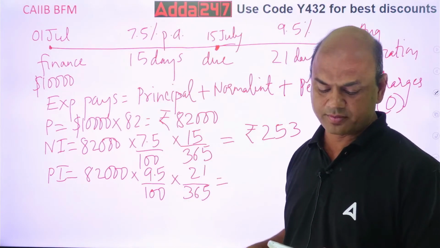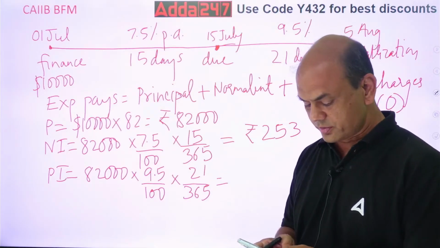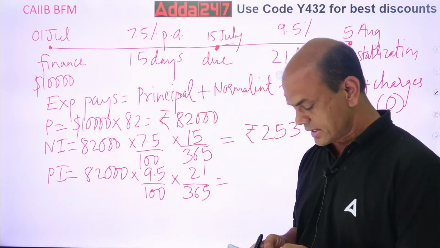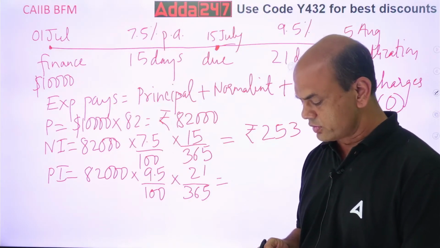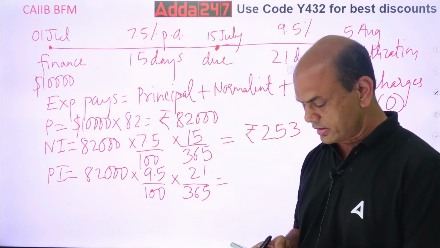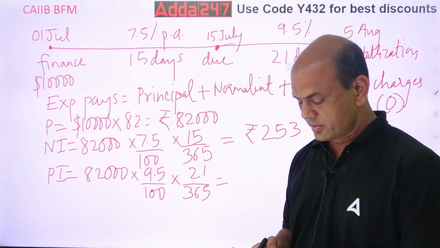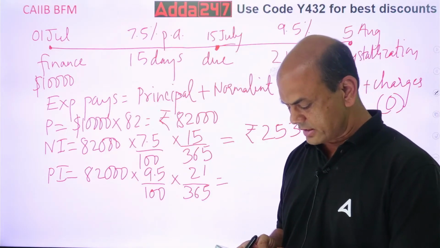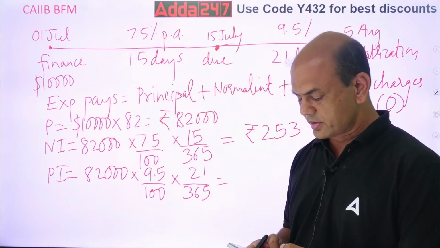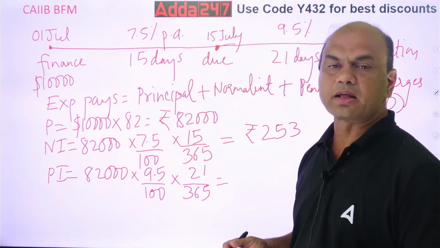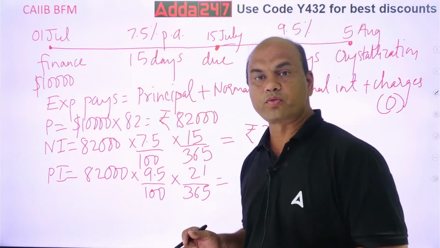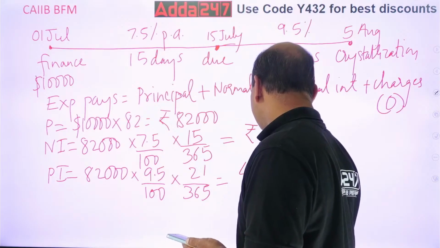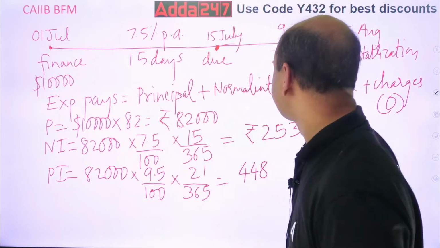Do it, everyone. So 82,000 into, what is this, 9.5 into 21 divided by 365 and 00. So the answer is 448. Are you getting this? 448, everyone? 448 point something. So leave that point.